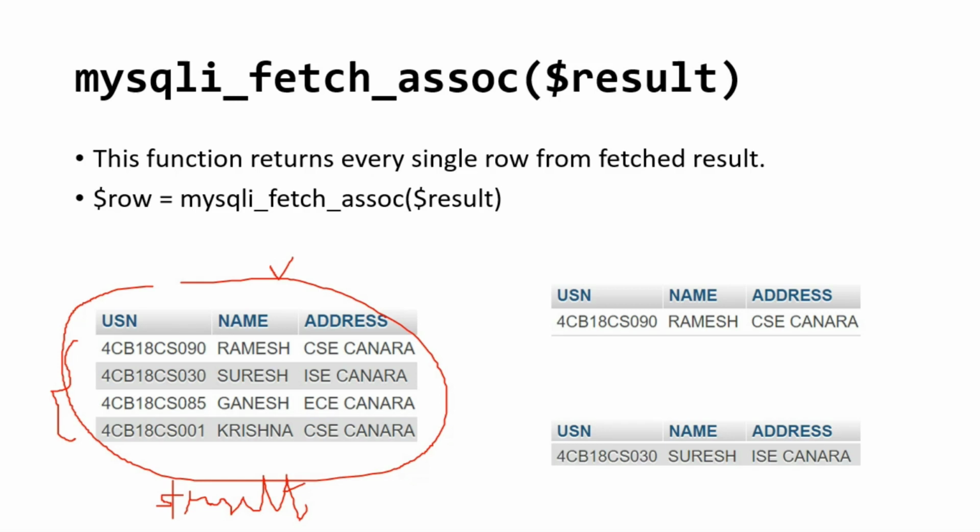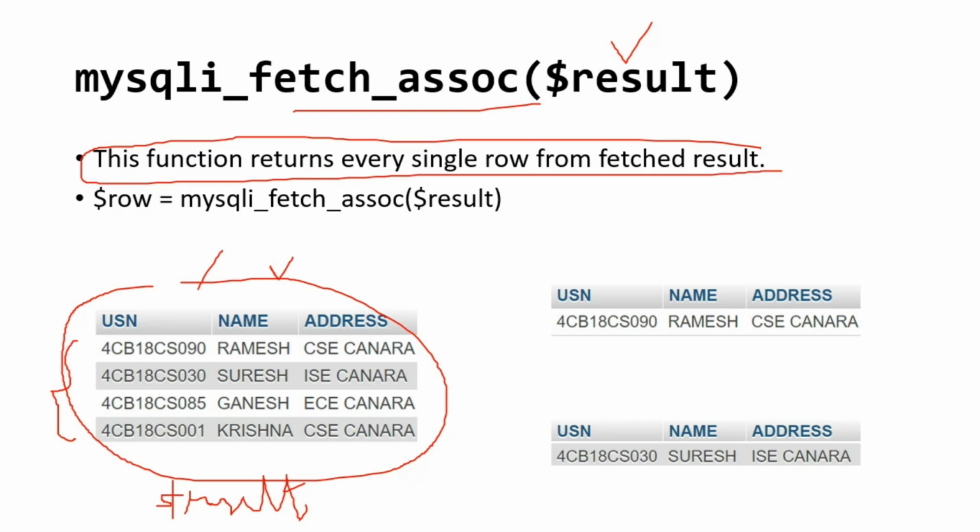That's why we have mysql_fetch_assoc of $result. $result is the return value of the mysql_query function, where I have written select star from student. Now what is mysql_fetch_assoc? You can see the first statement here. This is the function: when you pass the result of the query, it fetches every row one by one and gives it to the program, or to the user.